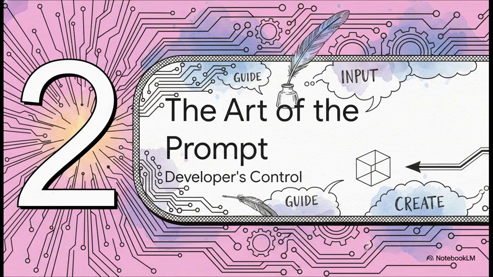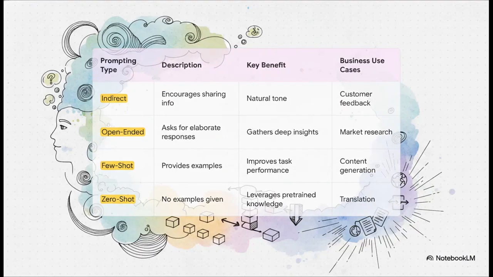Okay, so how do we actually control these incredibly powerful models? How do we get them to do what we want? Well, it all starts with mastering the art of the prompt. For us developers, this is our main interface, our number one way of telling the AI what to do. Think of this table as our prompt engineering toolkit. It lays out 4 key strategies we can use. You've got indirect and open-ended prompts, which are all about shaping the flow of the conversation. And then you have few-shot and zero-shot, which are more about getting the AI to perform a specific task correctly. Let's see what these actually look like.